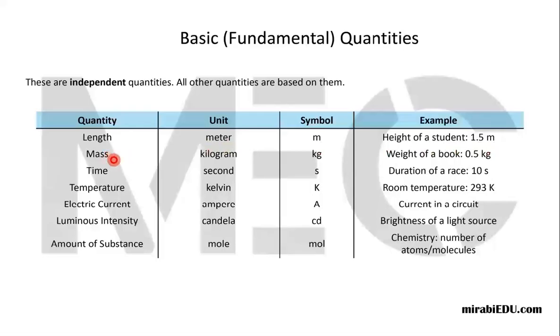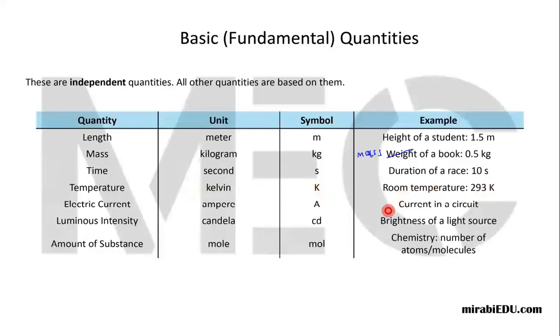Example of mass. The weight of a book, it's better to say mass of a book, because there is a difference between mass and weight. Mass of a book is half kilogram. Time. Duration of a race is 10 seconds. Room temperature is 293 Kelvin. The unit of temperature in SI units is Kelvin.